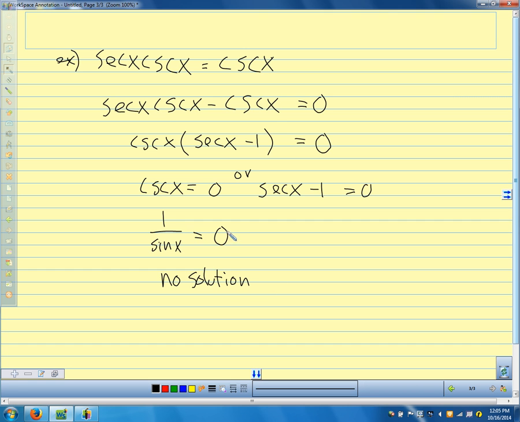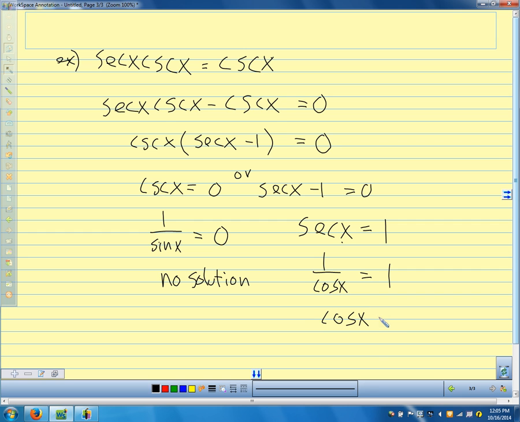For this side. Yes? Wait, I'm confused. If it's secant x minus 1, wouldn't that mean that secant x is equal to 1? Right, so we'll take care of that one next. So this piece gives us no solution. Secant x equals 1, that's our other possibility. And let's say secant x is 1 over cosine x. And when is this equal to 1?